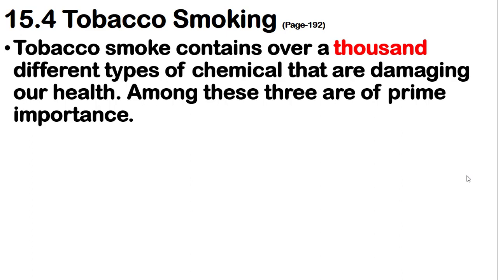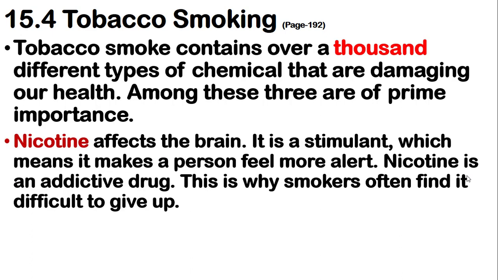Tobacco smoking. Tobacco smoke contains over 1,000 different types of chemicals that are damaging our health. Among these, 3 are of prime importance. Number 1, nicotine affects the brain. It is a stimulant. Stimulant means that it increases the function of the brain, which means it makes a person feel more alert. Nicotine is an addictive drug. That's why smokers often find it difficult to give up. Okay, addictive drugs are difficult to give up.